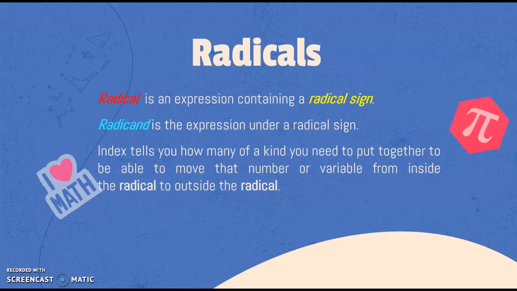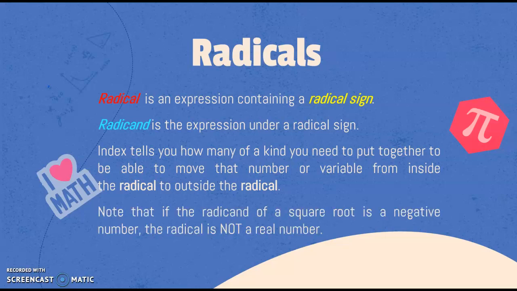Alright? Then the index. Okay, it tells you how many of a kind you need to put together to be able to move the number or variable from inside the radical to the outside of the radical. So this definition will be given highlight in the next following video. But for now, there will be no example that you need to take out the how many of a kind of a certain variable or a number.